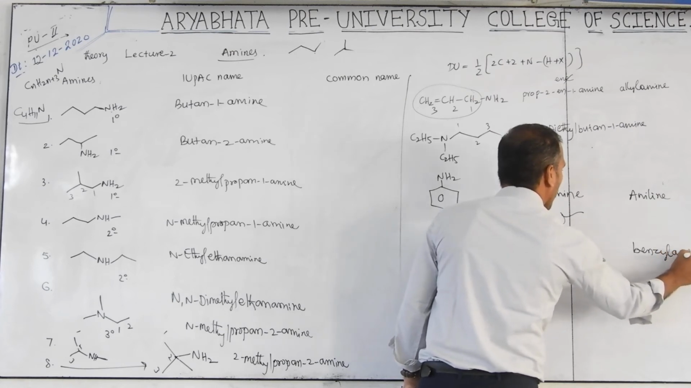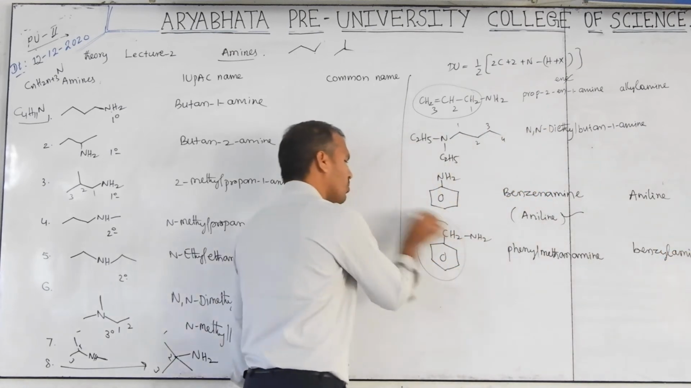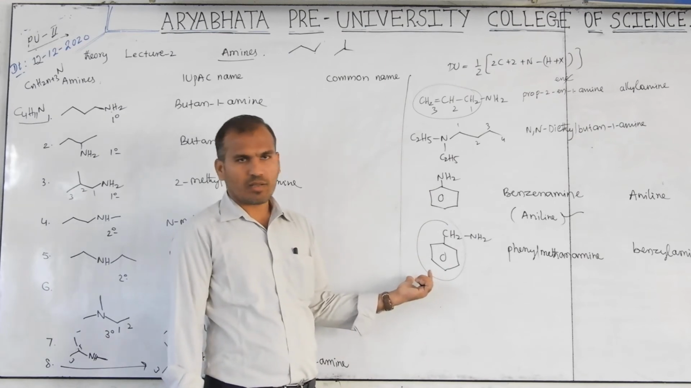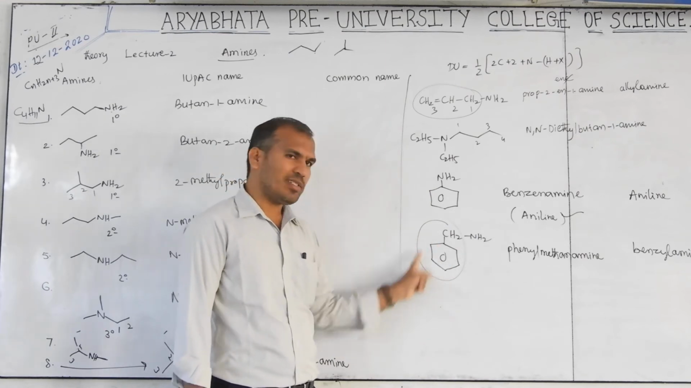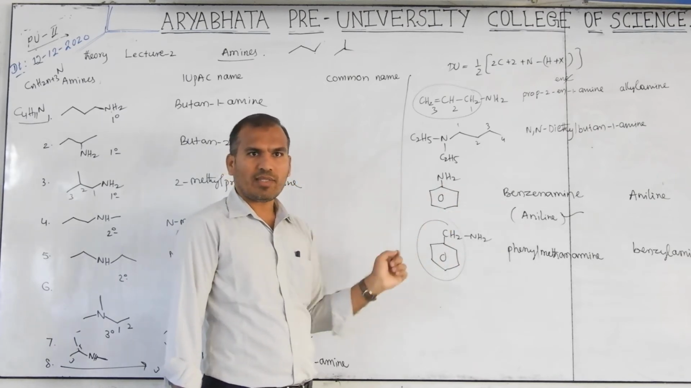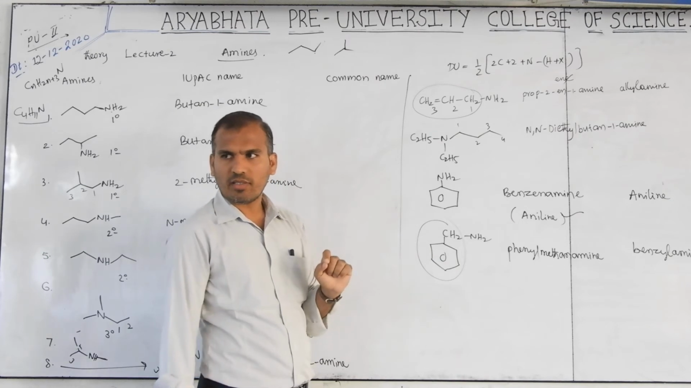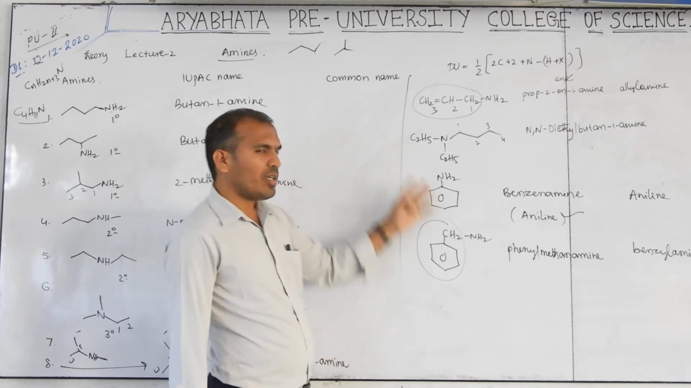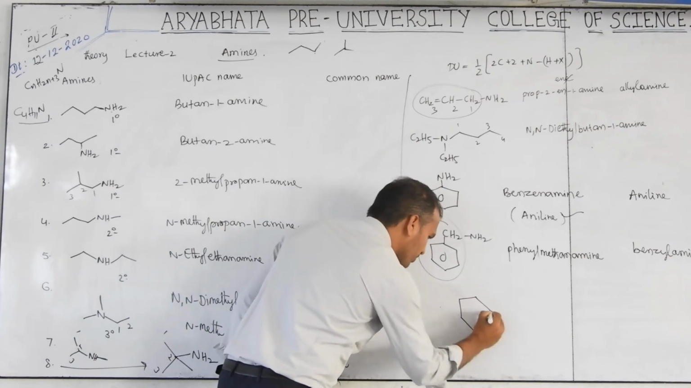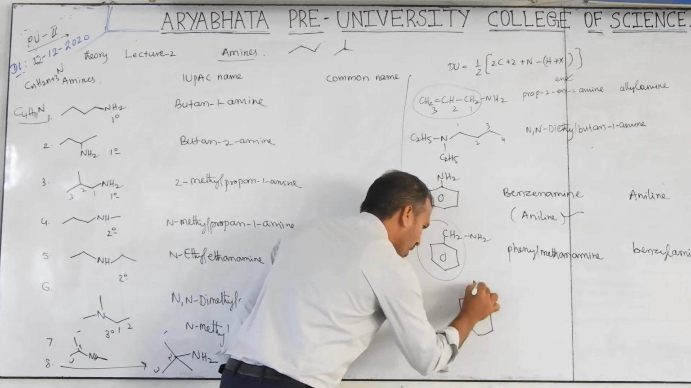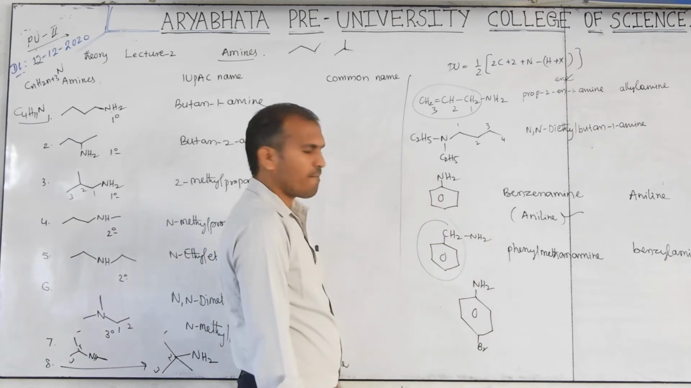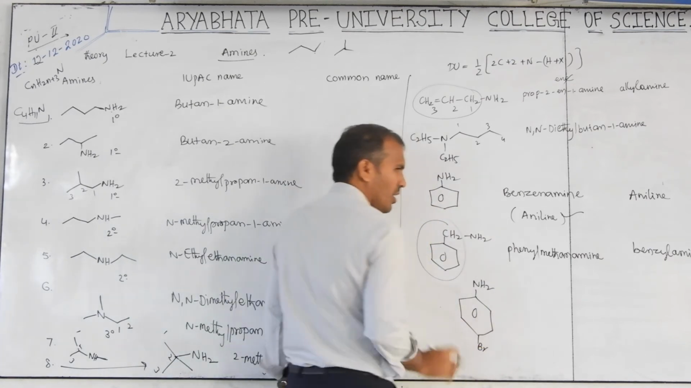Common name benzylamine. We know this is a benzyl group. In haloalkane chapter, alcohol chapter also you know this part is benzyl group. So benzylamine, benzyl chloride, benzyl alcohol, like this we studied. Okay. Like this you can write so many examples. Now one more. NH2 here, Br. Tell what is the name of this?